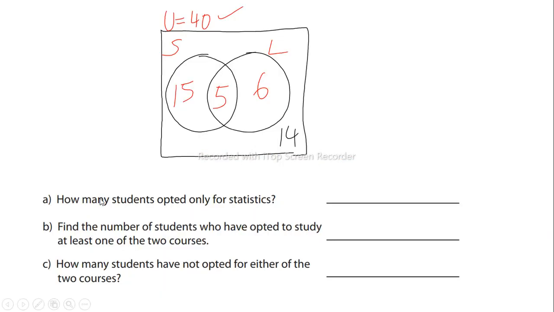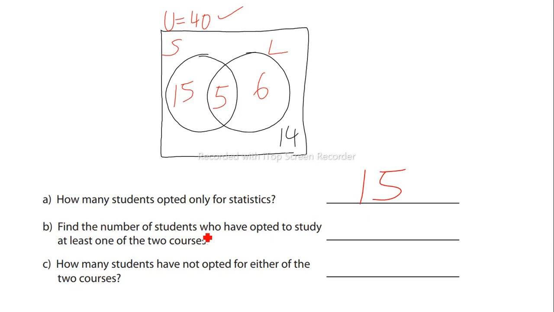Okay, so let's answer these questions. How many students opted only for statistics? 15. Very good. This S only right here, 15.